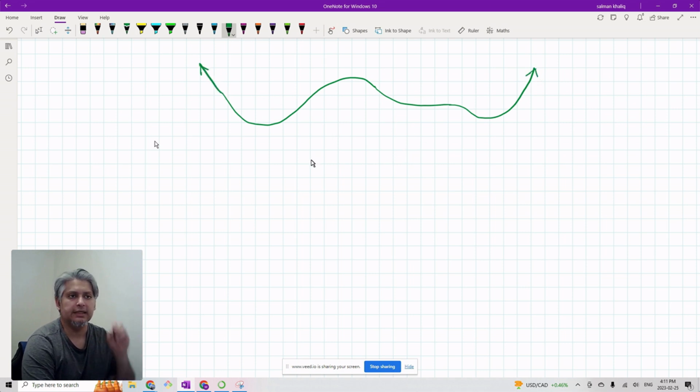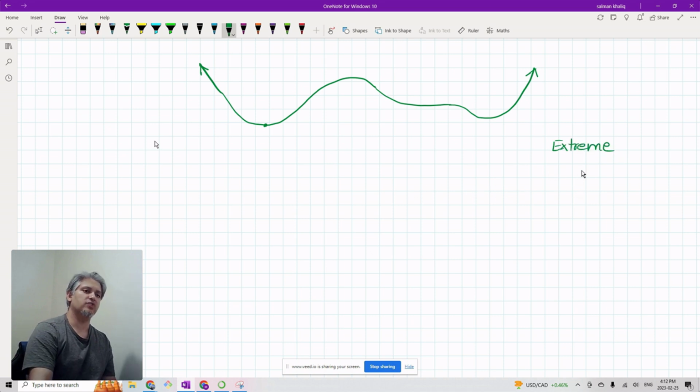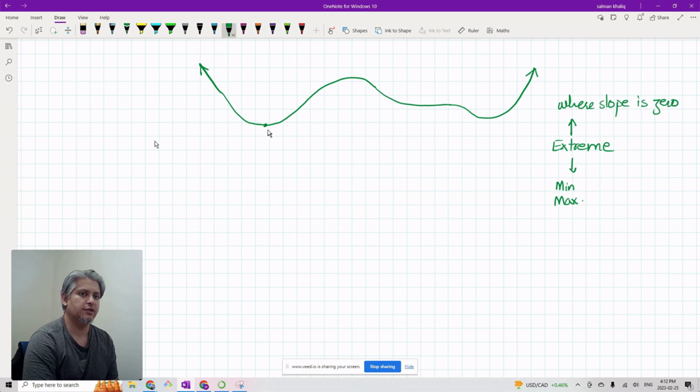If this is your function, wherever the slope is 0, that is where we have extreme values. Whenever we have a function like this, we will have extreme values. When I say extreme values, I'm talking about the minimum value and the maximum value. So first of all, determine where the slopes are 0. Extreme values are the values where the slope is 0 on the graph. How do we know the slope? We make tangents on curves. Whenever the tangent is a horizontal line, at this point I can see it would be a horizontal line. At this particular point, I can see it is a horizontal line.